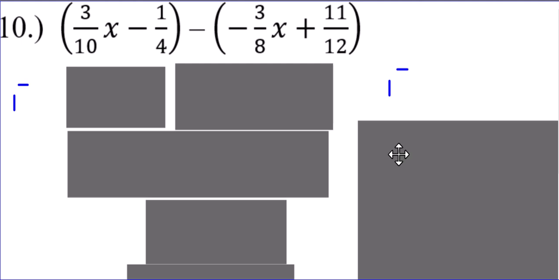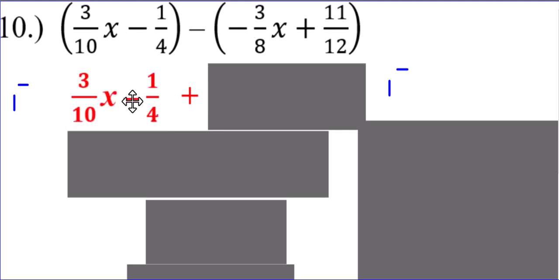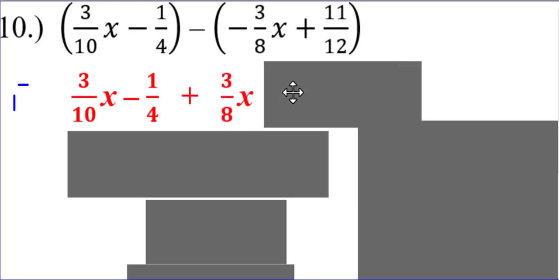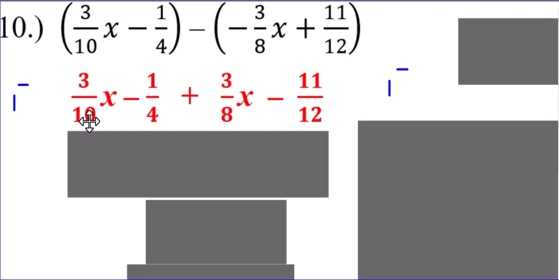All right, did you already do number 10? Here we go. There is subtraction in between, so we're going to have to make this become adding the additive inverse. But the expression on the left will not change. The one on the right is the one that becomes its additive inverse. So instead of negative 3/8 x, it's going to be positive 3/8 x. Instead of plus 11/12, it's going to become minus 11/12.